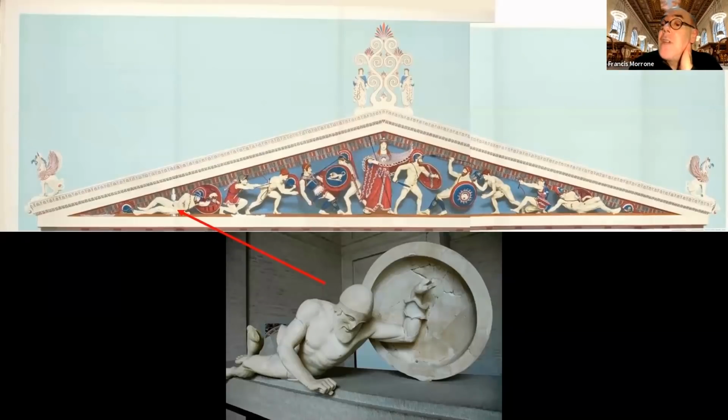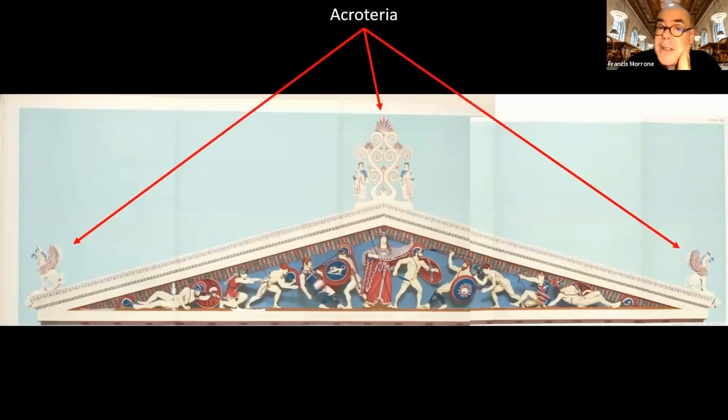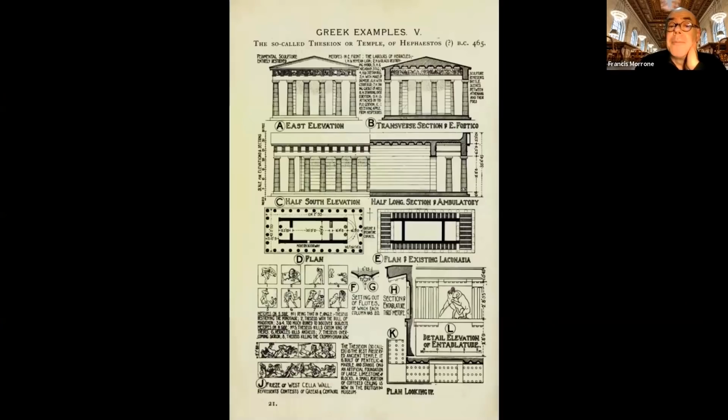And here we see where the fallen warrior is. But look at the figures in the pediment, and you see that not only do the pictures in the Antiquities of Athens show us that the pediment is filled with sculpture, but the sculpture, moreover, was polychrome, as we say. It was colored. And another term for you to note, the ornaments which are placed at the ends and at the apex of the pediment are called acroteria. Singular is acroterion, and the plural is acroteria.